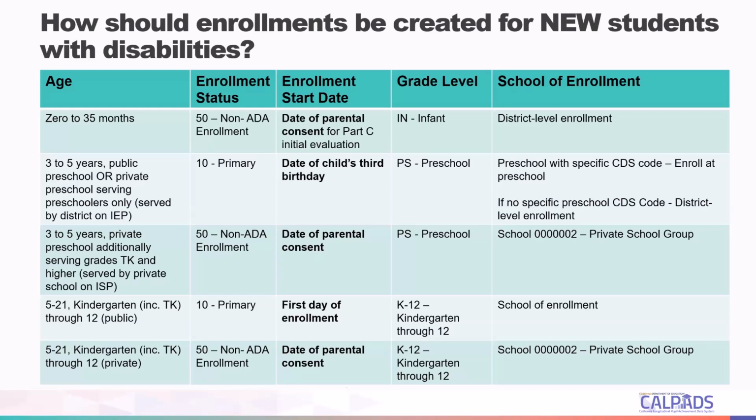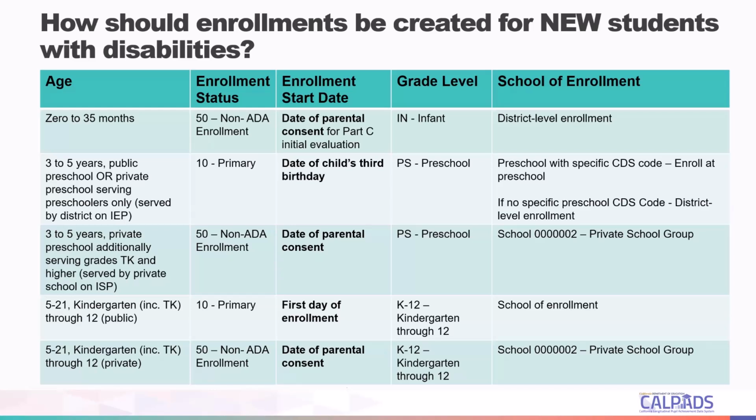and then grade level students, or age school age students, I should say, are those who are 5 to 21 enrolled in at least TK. Primary enrollment, their first day enrollment, and they should have whatever the grade level is appropriate for their normal instruction. And if they're in private school, they have that 50 enrollment status. Their enrollment start date should be the date of parental consent.